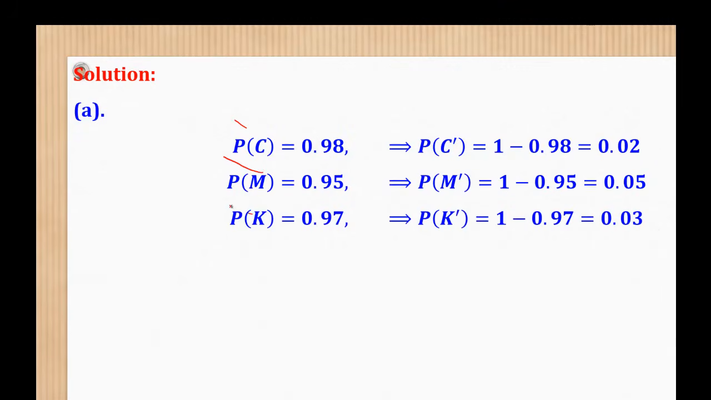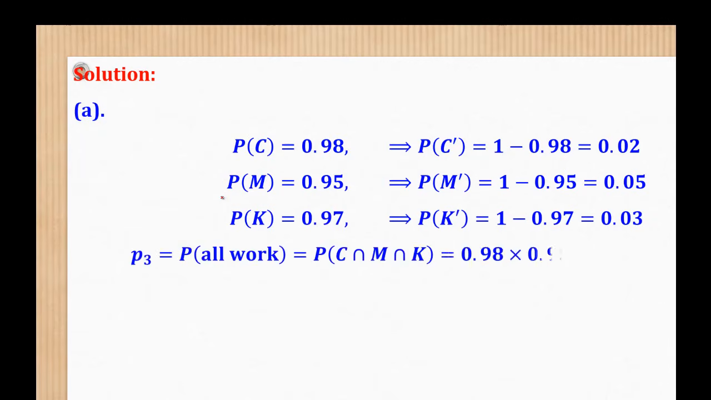CPU, monitor, keyboard, their operations are independent, so we shall take them as independent events. So P3 means all work. CMK are working. CMK, to give you that. So this value is greater than 0.9.